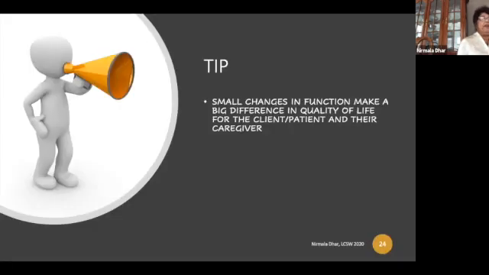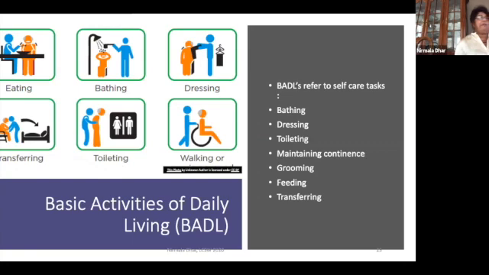Next slide. And here is just a tip. Small changes in function make a big difference in quality of life for the patient and their caregiver. And this is for older, even small changes. For you, it may be insignificant, but for a frail elder, they can make a huge difference in their quality of life. Next slide. And here I'm just giving you the list of basic activities of daily living, so that we are all on the same page. Eating, bathing, dressing, toileting, maintaining continence, grooming, feeding, transferring. These are all what we call basic activities of daily living.